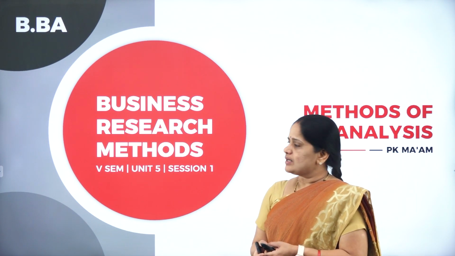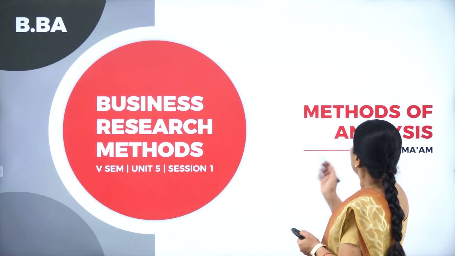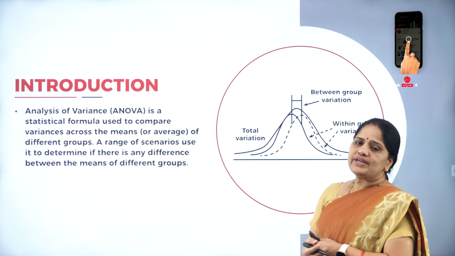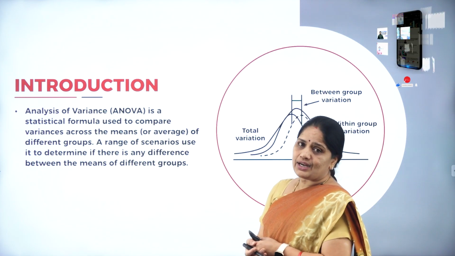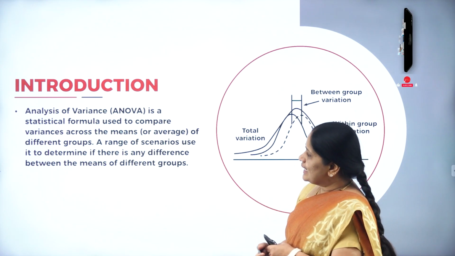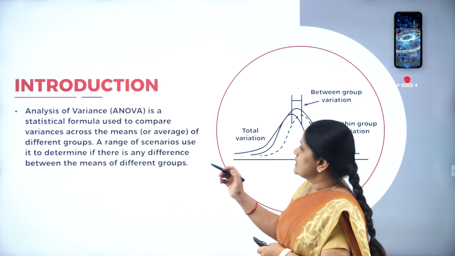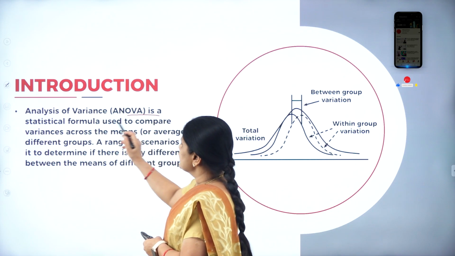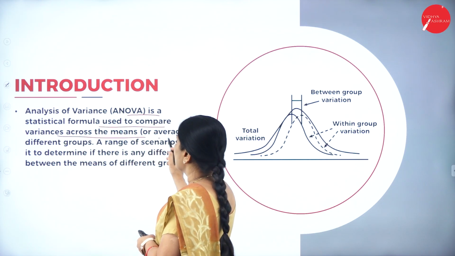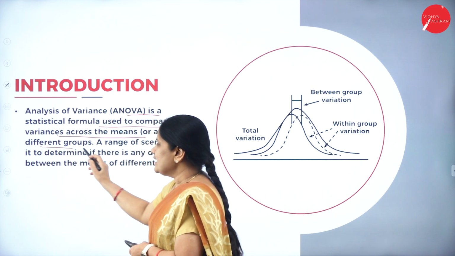In this session 1 of Unit 5, we will be having a discussion on methods of analysis. Now in this, we will be studying what ANOVA is. So we have all heard of ANOVA. ANOVA is nothing but analysis of variance. It is a statistical formula used to compare variances across the means or average of different groups.